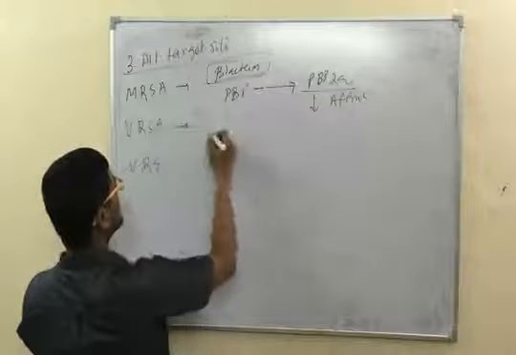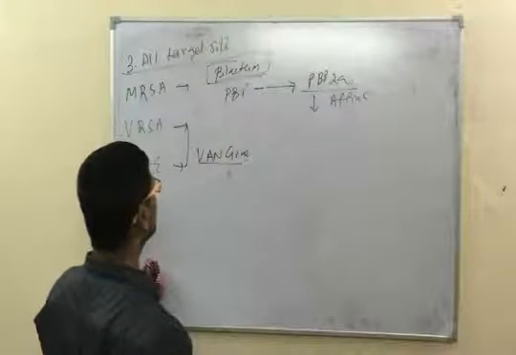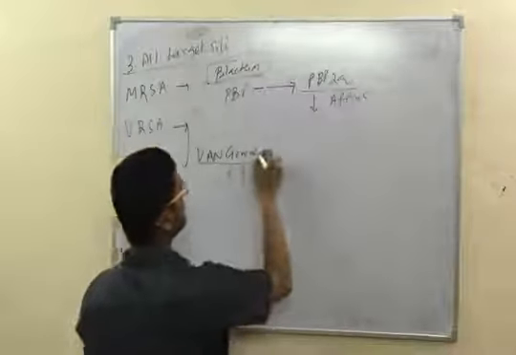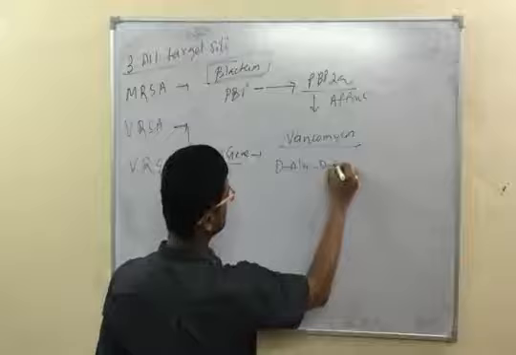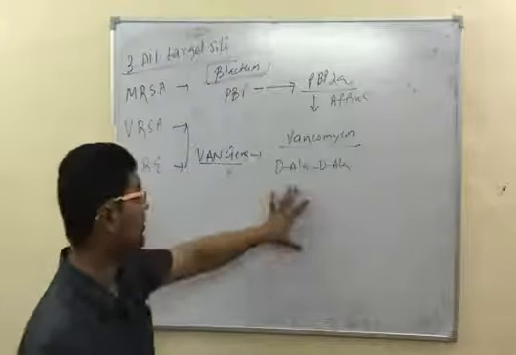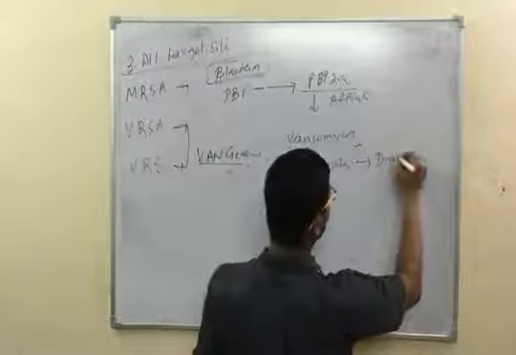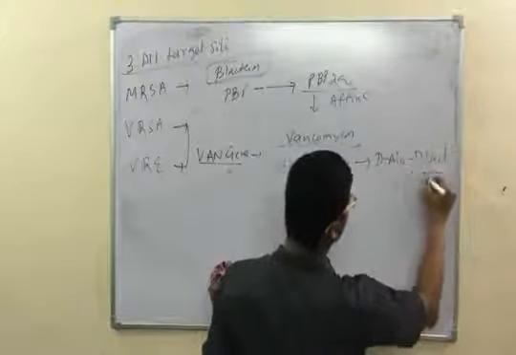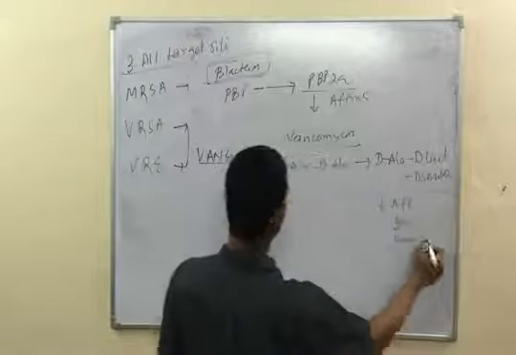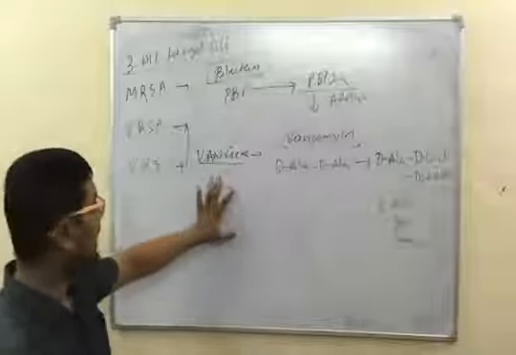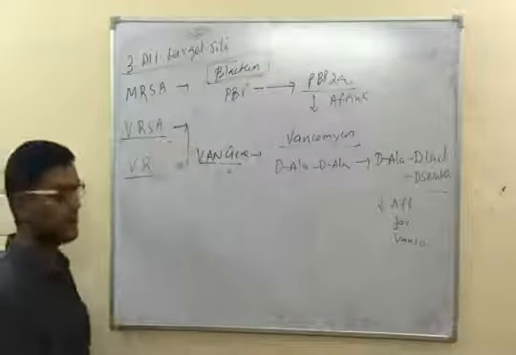Similarly, in VRSA and VRE the mechanism is the same; it is due to the Van gene, which alters the target site of vancomycin. The target site of vancomycin is the D-alanine sequence, a peptidoglycan side chain present in the bacterial cell wall. This gets altered to D-alanine D-lactate, or D-alanine D-serine. This altered protein has less affinity for vancomycin. The Van gene is expressed by VRE, vancomycin resistant enterococcus, and VRSA, vancomycin resistant Staphylococcus aureus.